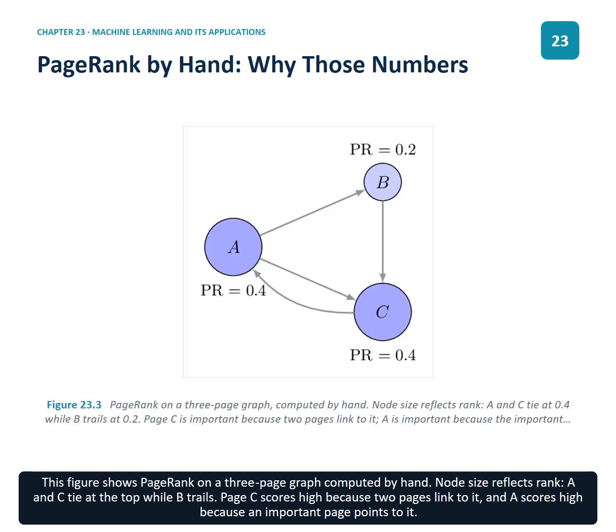This figure shows PageRank on a 3-page graph computed by hand. Node size reflects rank. A and C tie at the top while B trails. Page C scores high because 2 pages link to it, and A scores high because an important page points to it.